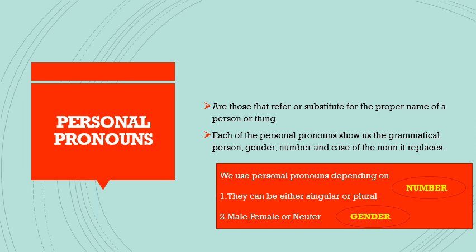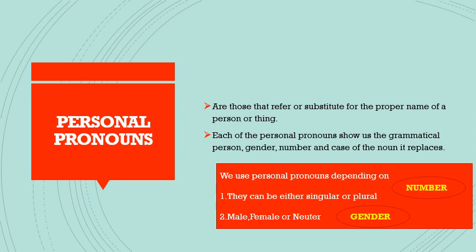Now, what are personal pronouns? Personal pronouns are those that refer or substitute for the proper name of a person or thing. So, each of the personal pronouns shows us the grammatical person, gender, number, and case of the noun it replaces.